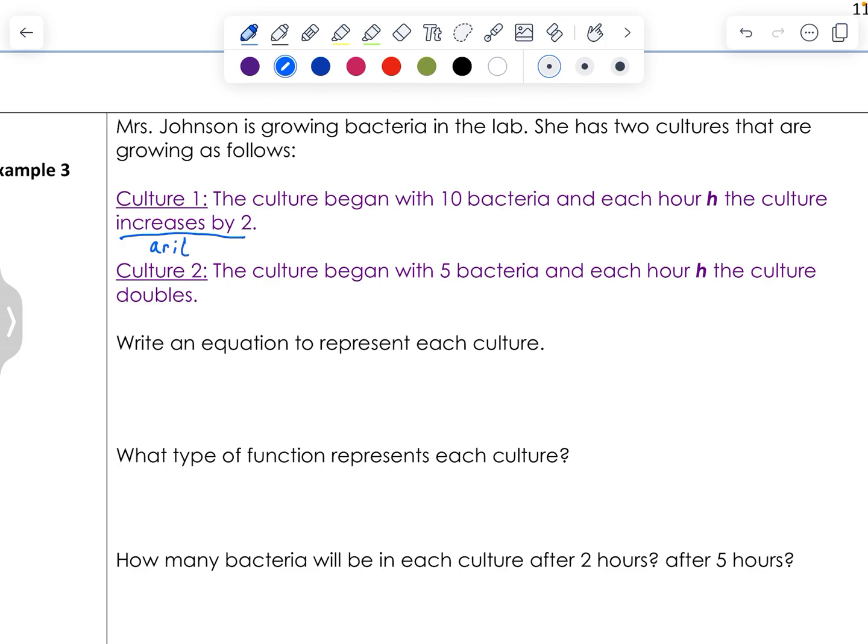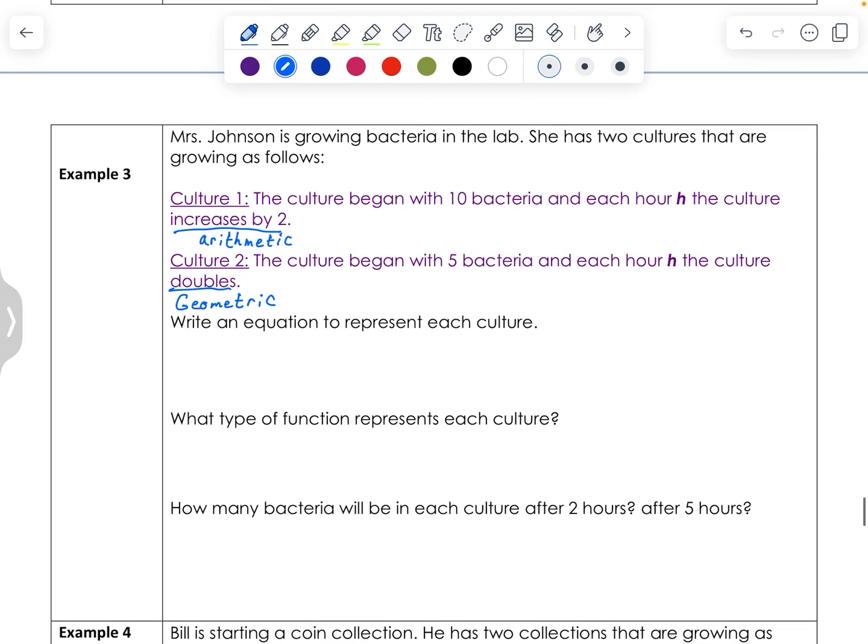This is going to be arithmetic if it's increasing by a common difference. And then the culture began with 5 bacteria, and each hour the culture doubles. That's a rate, that's a multiplication factor. So that's going to be geometric. All right, it wants us to write an equation to represent each culture.